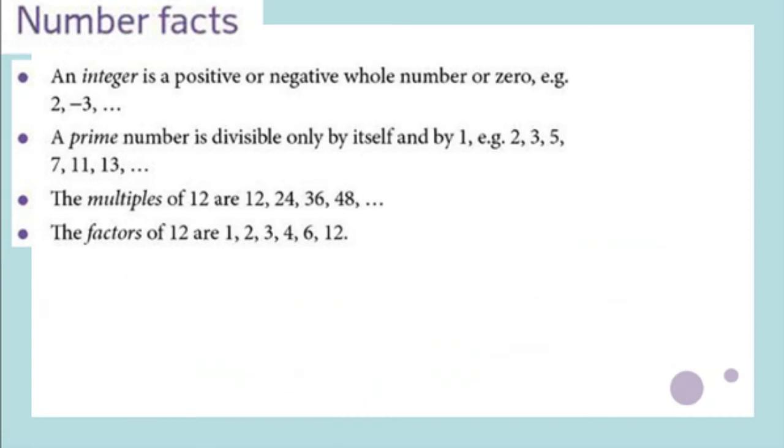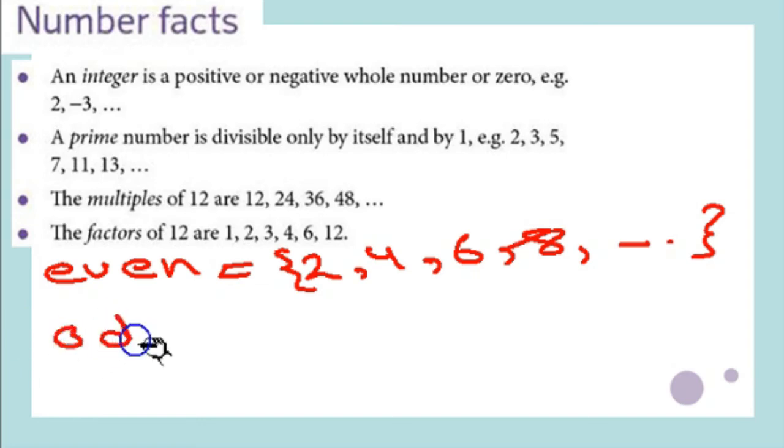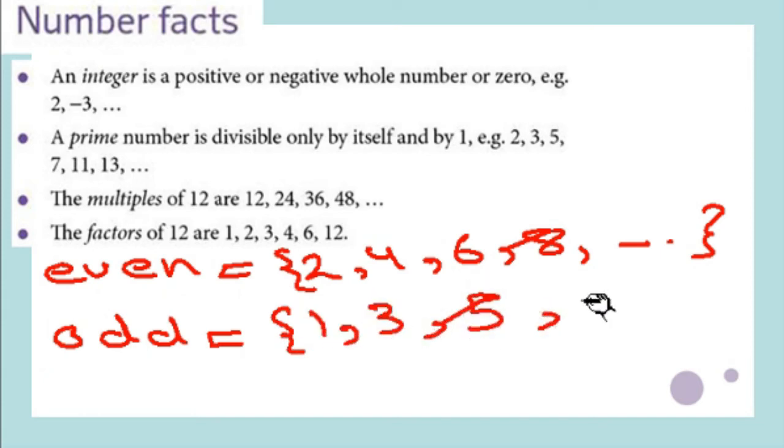Do you remember the even numbers? Refresh your mind. An even number is any number divisible by 2, right? Like 2, 4, 6, and 8, and so on. The times table of 2. Okay, what's the odd number? The odd numbers are the other numbers like 1, 3, 5, 7, 9, 11, and so on.